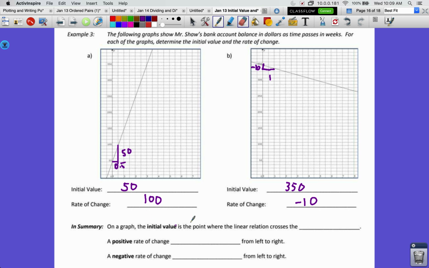On the graph, the initial value is the point where the linear relation crosses the y-axis. A positive rate of change goes up from left to right, a negative rate of change goes down from left to right.